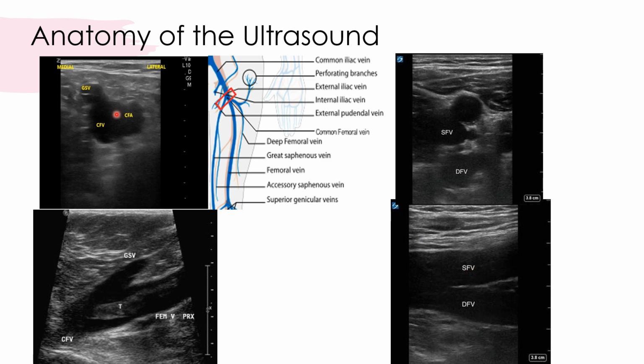So this image over here on our left is really going to relate to this region where our greater saphenous comes in and joins with our common femoral. Just a little bit lower than that is where these two images come from. So this is our superficial femoral and our deep femoral coming together, anastomosing to create the common femoral. So superficial, deep, anastomosis, common femoral.